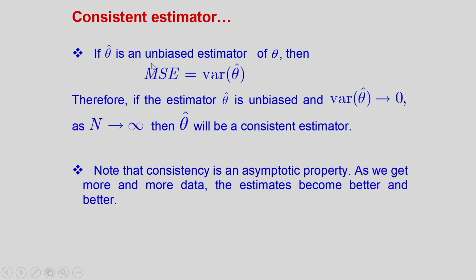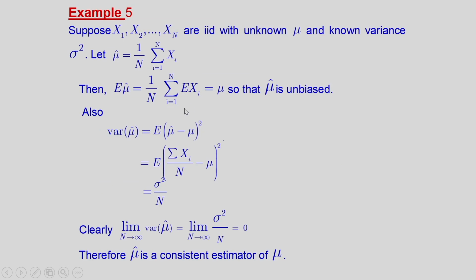Now, if theta hat is unbiased, in that case MSE is the same as variance of theta hat. Thus, if the estimator theta hat is unbiased and variance of theta hat goes down to 0 as n tends to infinity, then theta hat will be a consistent estimator. Note that consistency is an asymptotic property. As we get more and more data, the estimate becomes better and better. That is the concept behind consistent estimators.